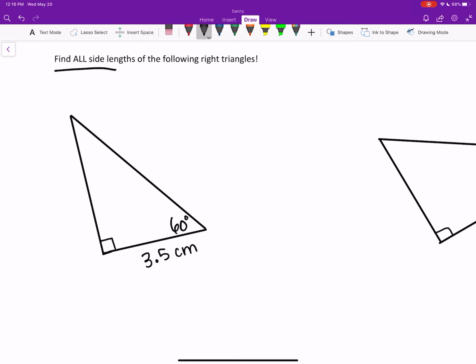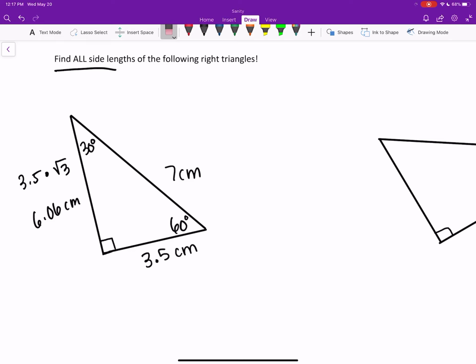So this is my 30, 60, 90. The only angle that's not labeled must be 30. Therefore, this 3.5 would have to be my shortest side since it is opposite of my smallest angle. I know that my hypotenuse is double the length of my shortest side, so it's 2 times 3.5 centimeters, which would give me 7 centimeters. The other leg would be 3.5 times the square root of 3, and I evaluated that in my calculator and got 6.06 centimeters.